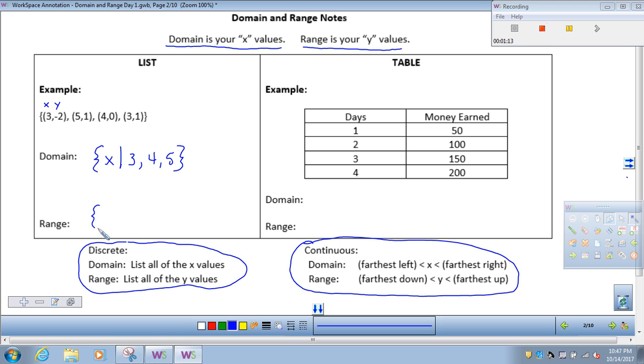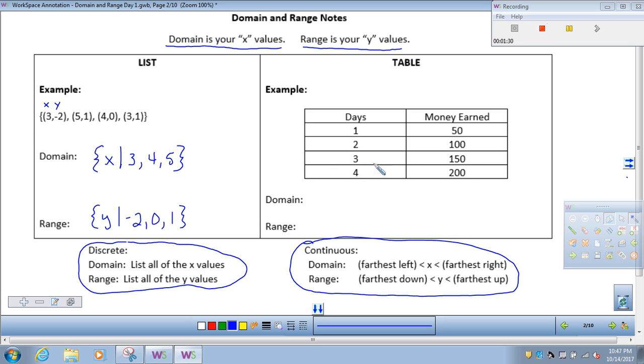And then our range will be our y's. So our y's are -2, 1, 0, and 1. Once again, we won't need to put the 1 twice. So we'll put -2, 0, and 1. All we had to do there was list what our x's were and our y's.